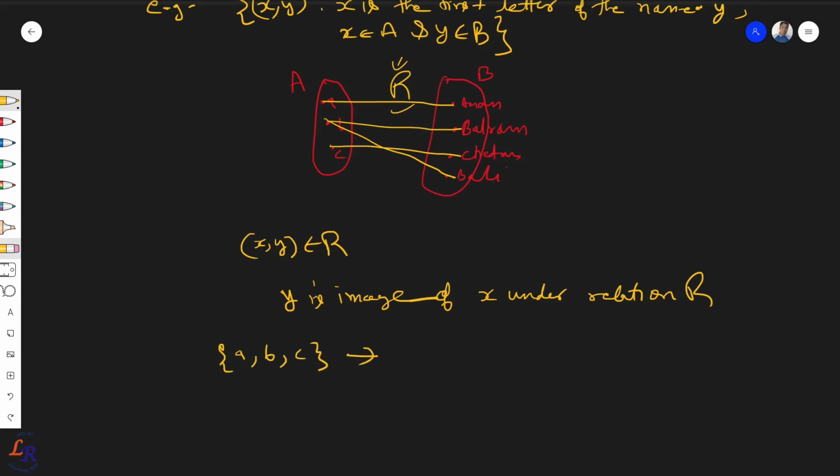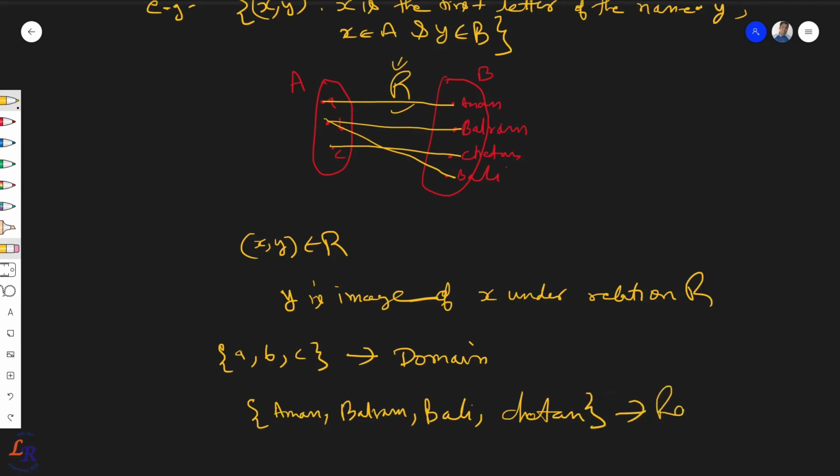And the set of all first elements of the ordered pairs, like this here A, B, C, is called the domain. So this is the domain. And the set of all second elements of the ordered pairs of relation R is called the range. So here Aman, Balram, Bali, Chetan, this is the range. Okay.